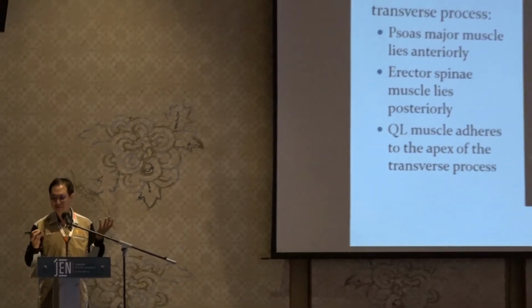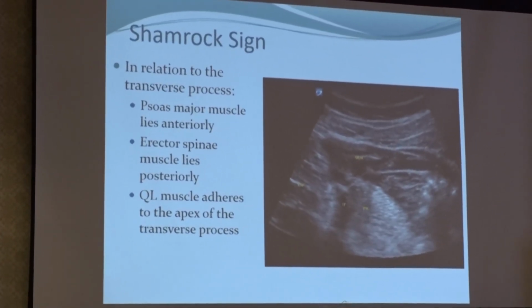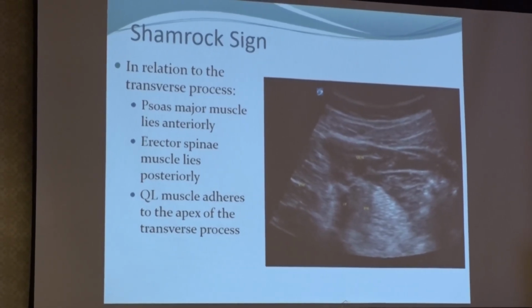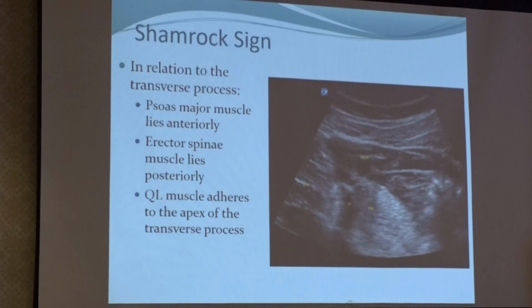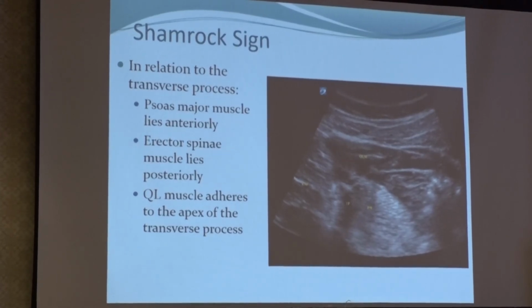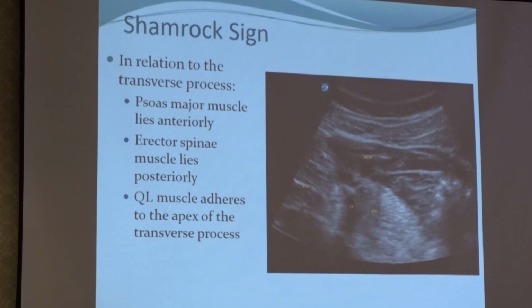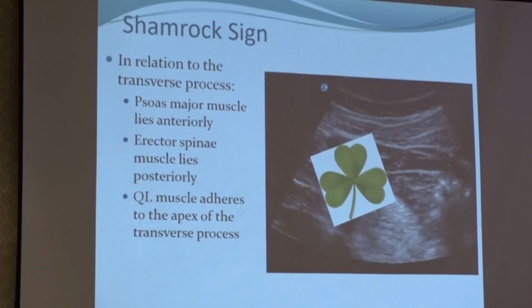So this is the sonoanatomy of the quadratus lumborum muscle. What we are trying to identify here is, that is the anterior abdominal wall, and that is posterior. From the deepest structure, that's the vertebral body and transverse process. Above the transverse process is the quadratus lumborum muscle. People have described this as the shamrock sign. The three muscles form the leaves of a shamrock. Okay.